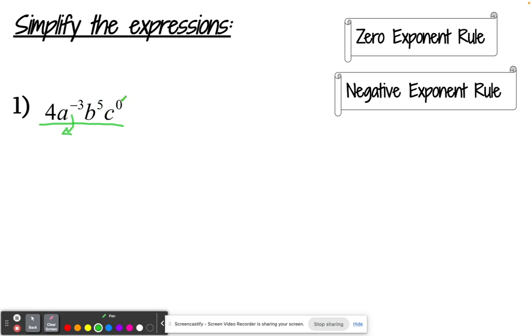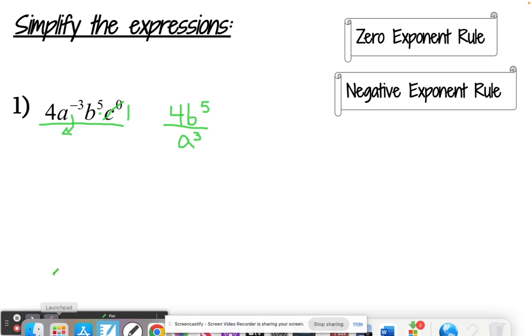C to the 0 power is just 1, and so you're multiplying by 1. So I'm going to end up with 4 and b to the fifth in my numerator. And then my a to the negative 3 moved downstairs and became a positive a to the third. And my c goes away because it's just 1. You multiply by 1, it is just the same thing. Identity property.